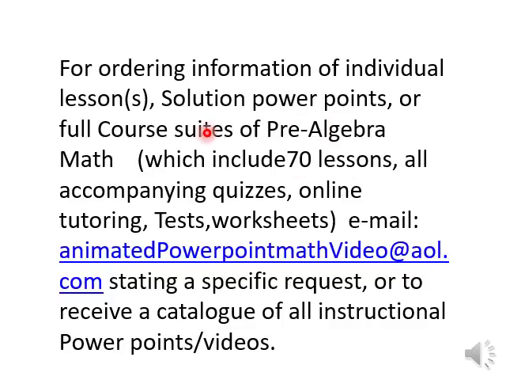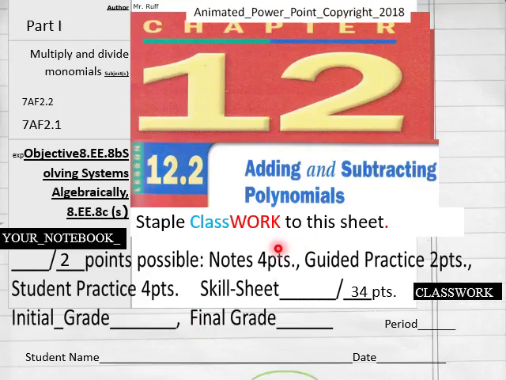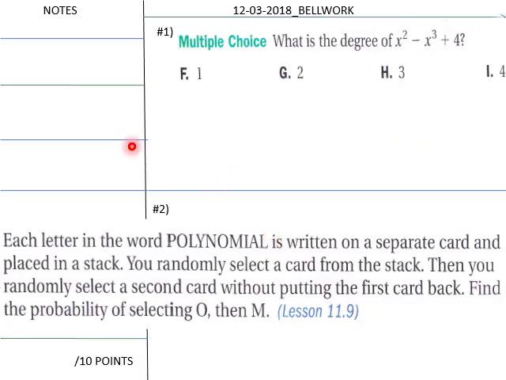Hello everybody, getting ready to do lesson 12.2 of Pre-Algebra Math, part 1. Today we have a classwork sheet of 34 points, and a notebook guide of 2 points. Adding and subtracting polynomials are our standards here, and also multiplying, dividing, and adding and subtracting polynomials.